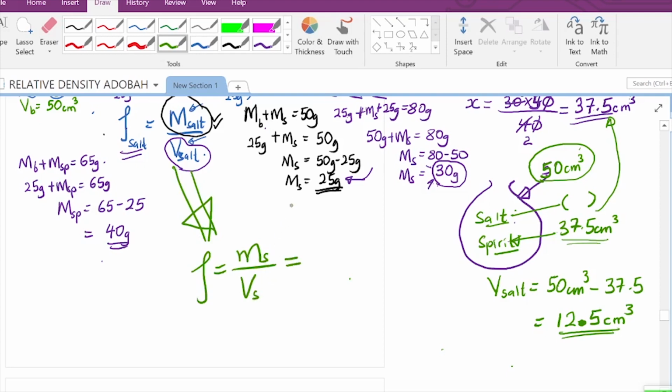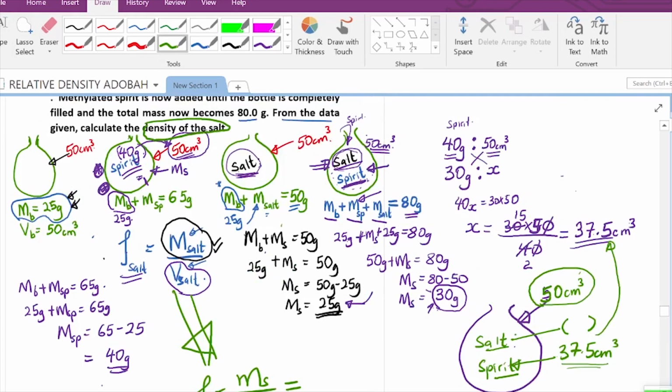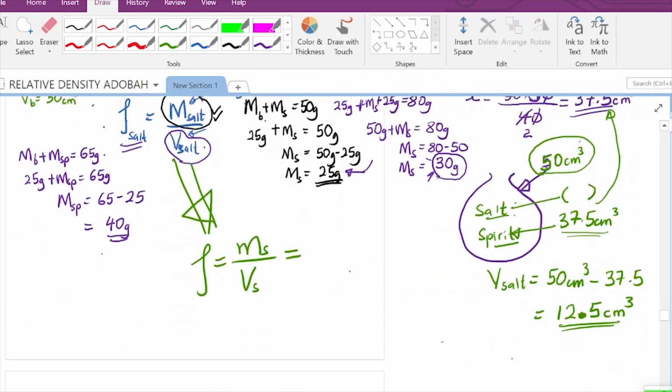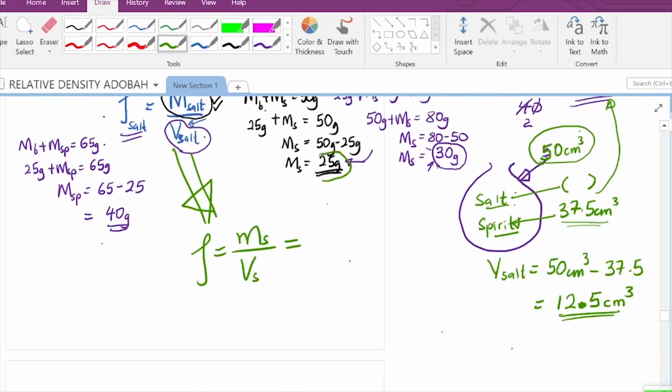And the mass of the salt, remember, we already knew. According to our question, we're able to get the mass of the salt as 25 grams, which is right there. So the mass of the salt is 25 grams. Divide that by the volume of the salt, which is 12.5 centimeters cubed. And of course, this is going to give us 2 grams per centimeter cubed. So that is the density of the salt.